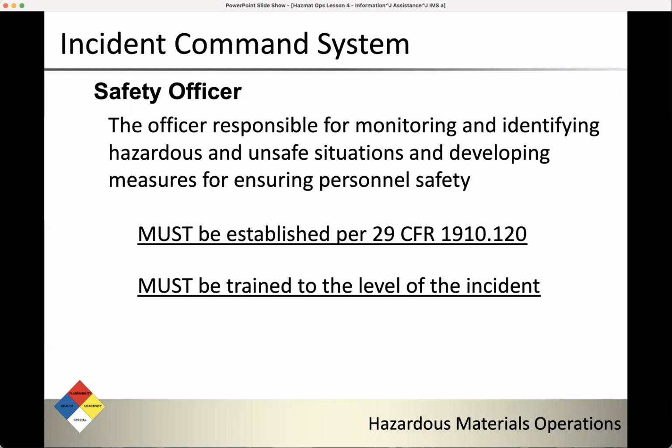That's the minimum training they have to have, is operations. If the incident commander determines that offensive actions are required, then the safety officer has to be trained to the technician level. That's the minimum. Does that make sense? The safety officer has to be trained to the level of incident. That is determined by the incident commander. So the safety officer could be trained to a higher level than the incident commander.